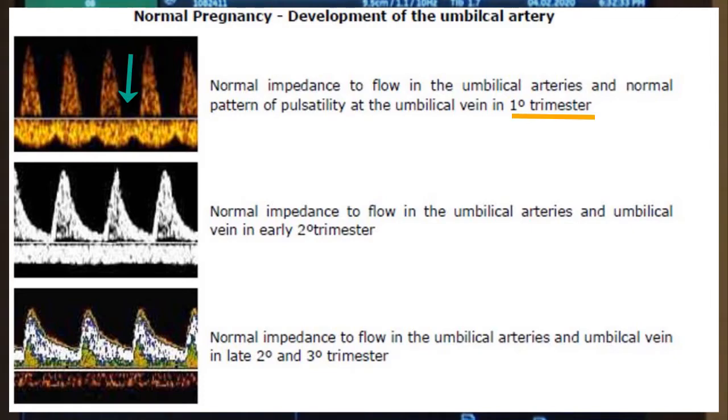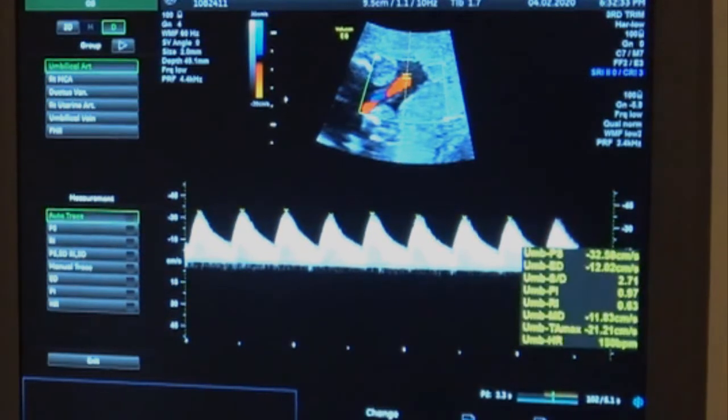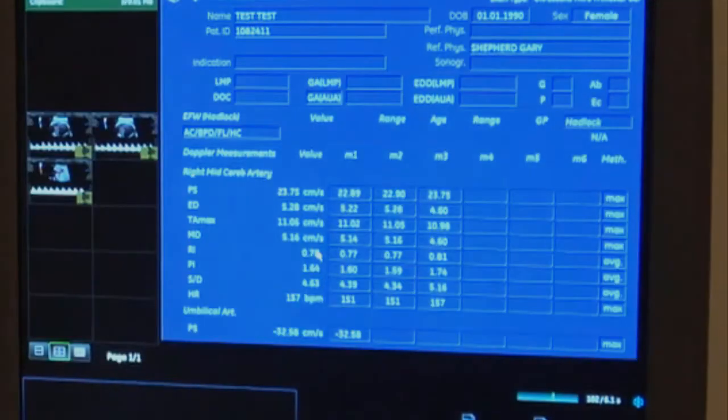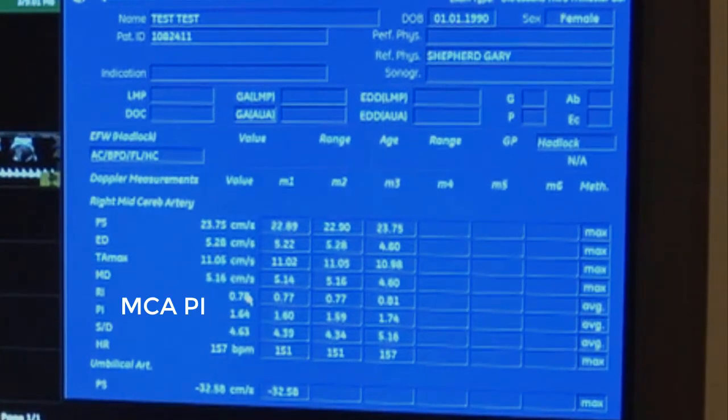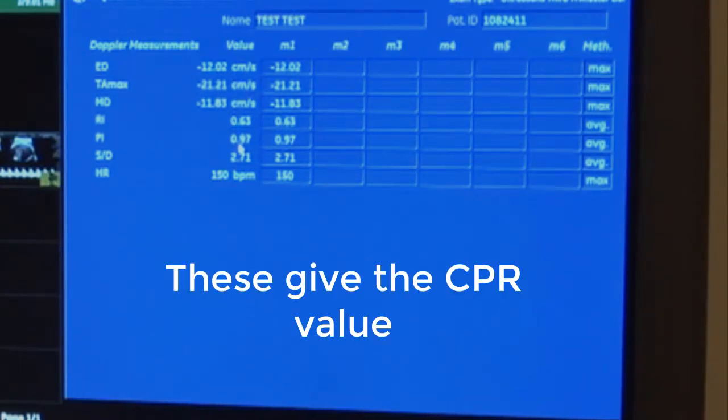You can change the gate. I think you can change the gate to be more than 2 millimeters, but I just generally use 2 millimeters. Then you just choose your umbilical artery, auto trace if you've got a lovely trace like that. As soon as I've got both of them, I pop into the reporting page. The PI of the MCA is here, 1.64. PI of the umbilical artery, 0.97. So 1.64 divided by 0.97 is clearly greater than 1. So we move forward, and that's about as easy as it is.